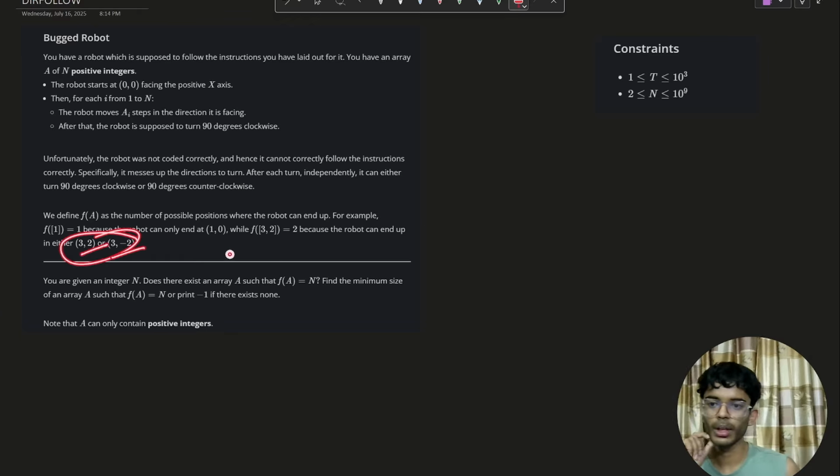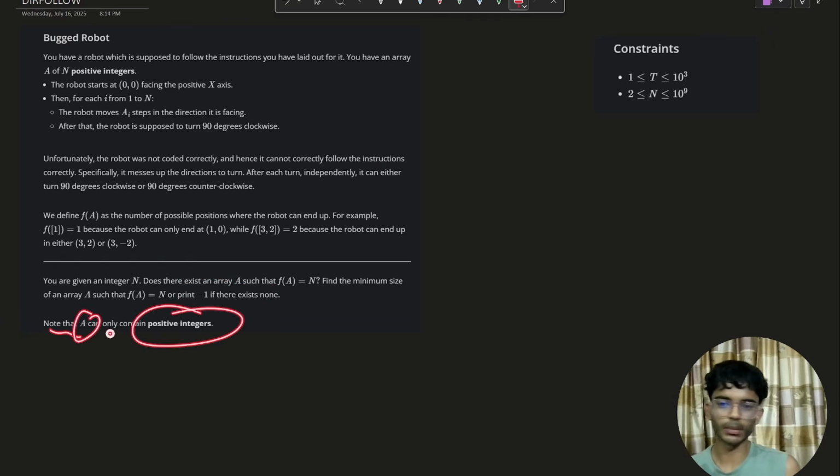Now we are given an integer n and we need to find whether there exists an array A such that f(A) is equal to n. That is, the number of possible positions where the robot can end up is equal to n. If such an array exists, we need to find the minimum size of such an array. If it does not exist, we just need to print -1. And we need to note that A can only contain positive integers. So yeah, this is pretty much the problem statement.